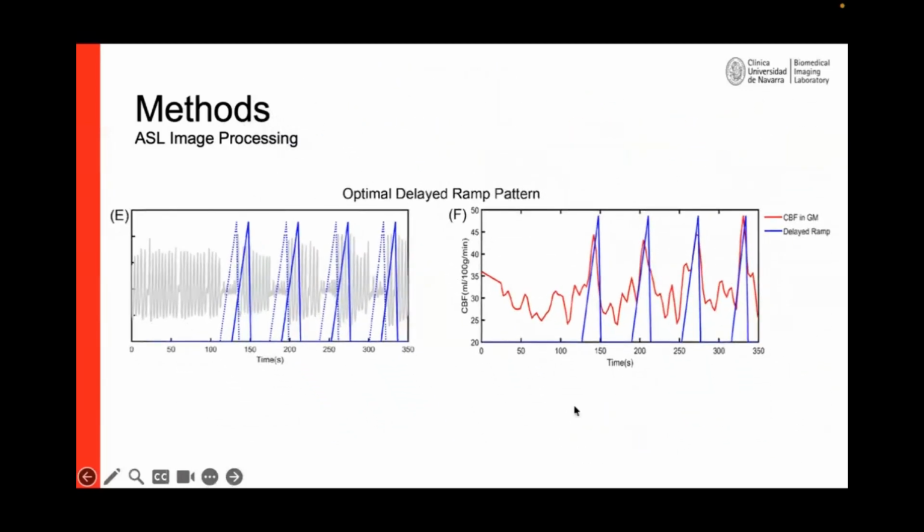With the optimal delay, we then corrected the ramp regressor to the time resolution of the ASL images, and this delayed regressor was used to calculate the CVR using a general linear model. We also calculated the CVR as percentage of signal change.